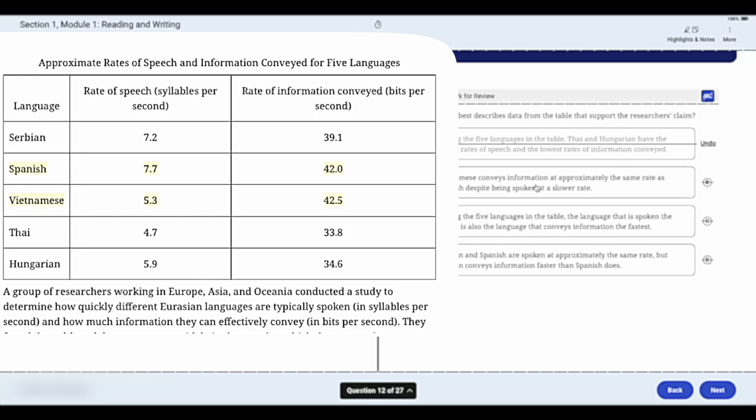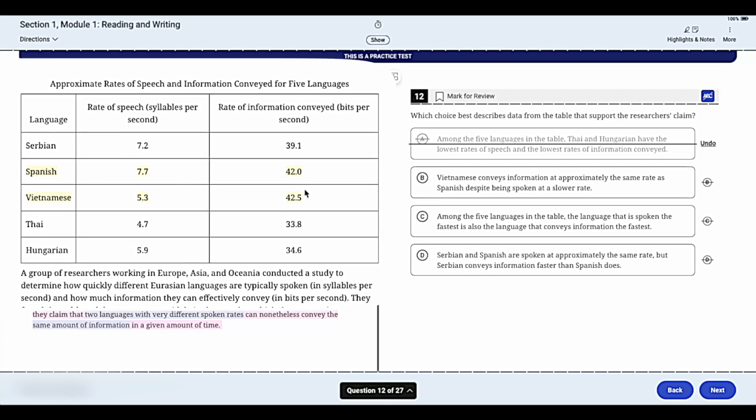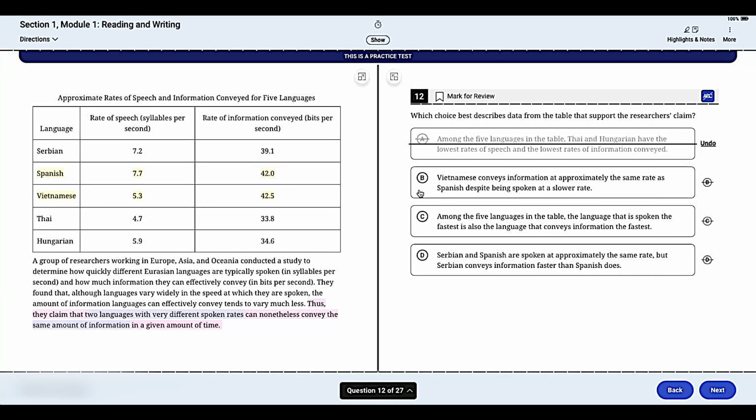And then Vietnamese, despite being spoken at a slower rate. So yeah, Vietnamese is at a slower rate than Spanish. So B is true and probably our answer. I'm so confident I'm going to mark it, but if you weren't feeling as confident, you can go through and eliminate the others. Among the 5 languages, the language spoken fastest also conveys information fastest.